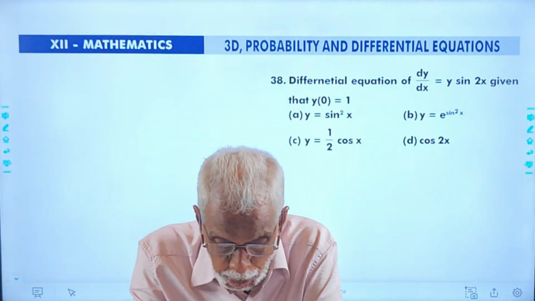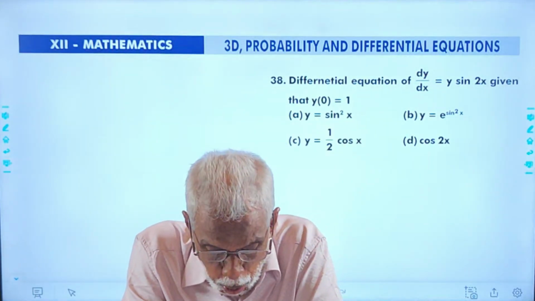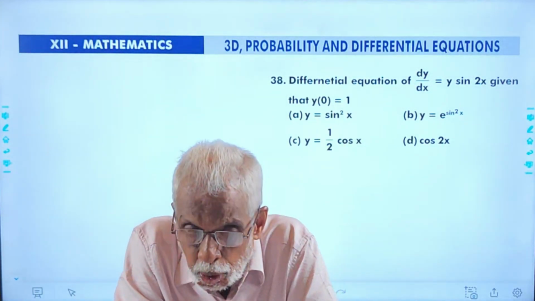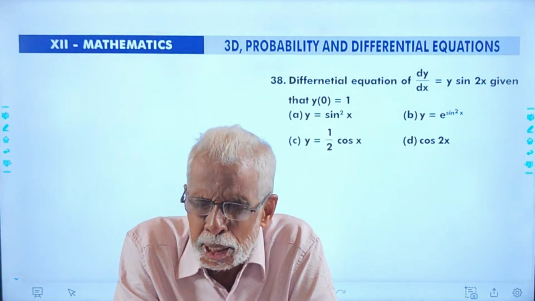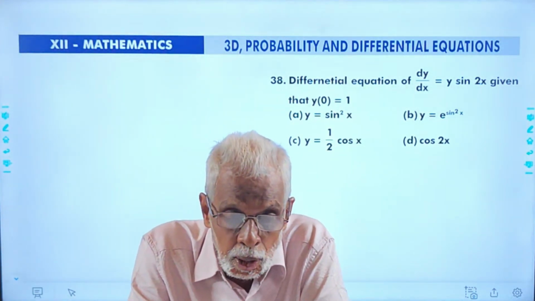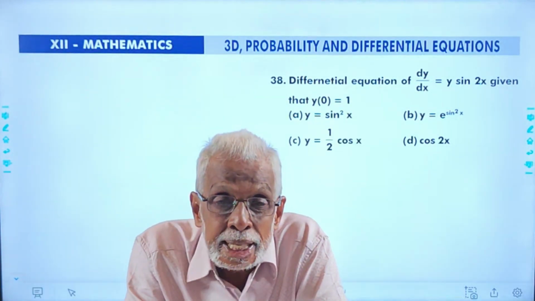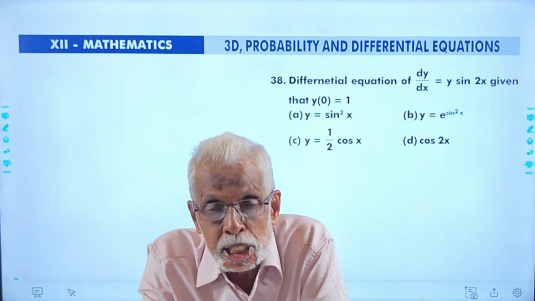That is log y is equal to 1 by 2 into 1 minus cos 2x. That is log y is equal to 1 by 2 into 2 sin square x. So log y is equal to sin square x. Then y is equal to e raised to sin square x. The correct choice is B.